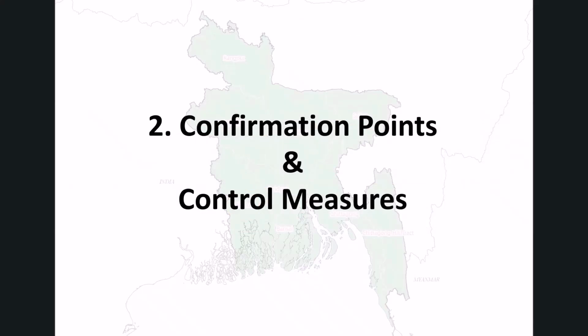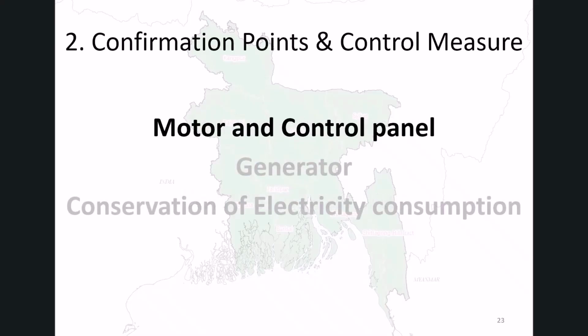Now, let's step into the confirmation points and countermeasures. We will look into the confirmation points and control measures of each unit. Now we check motor and control panel.